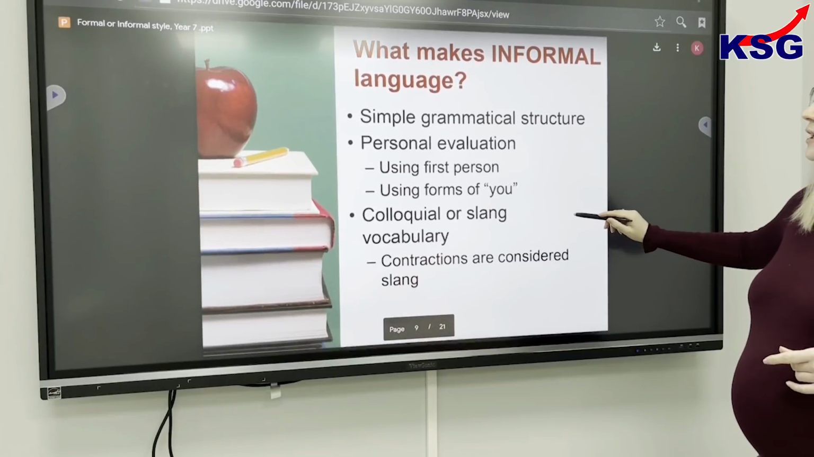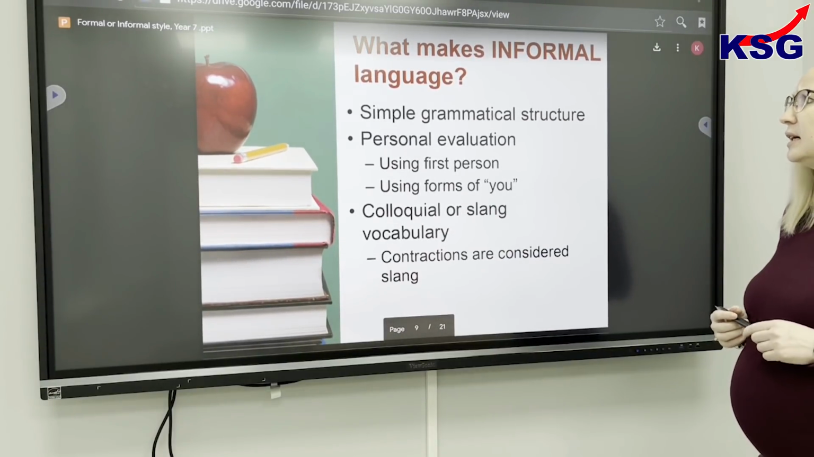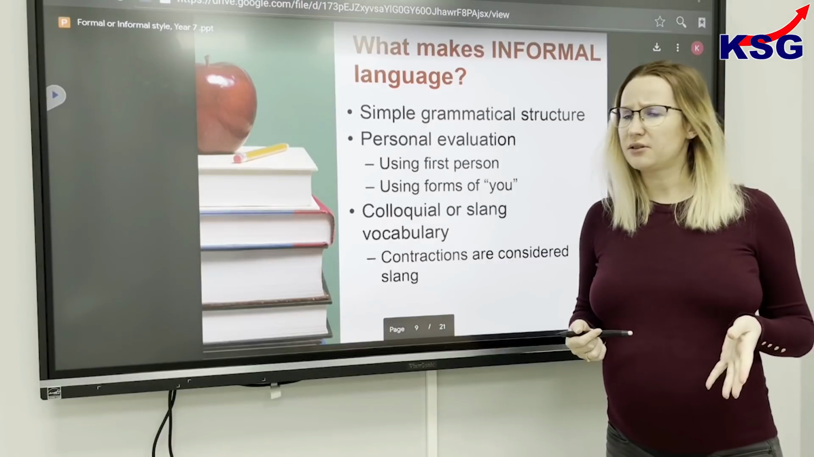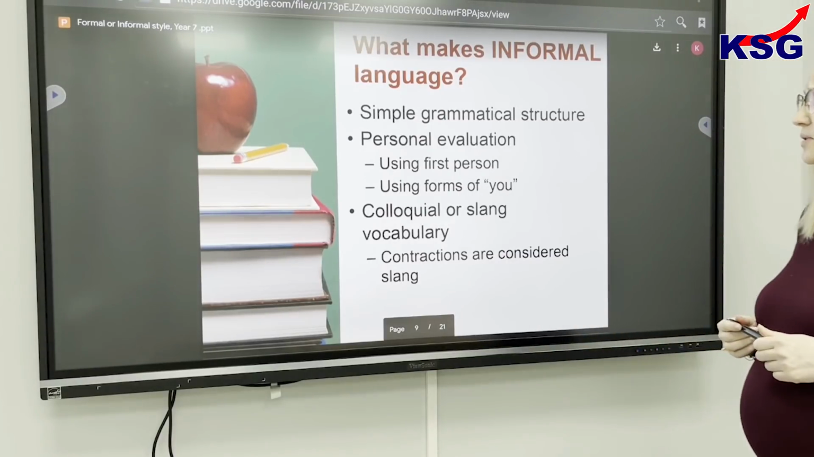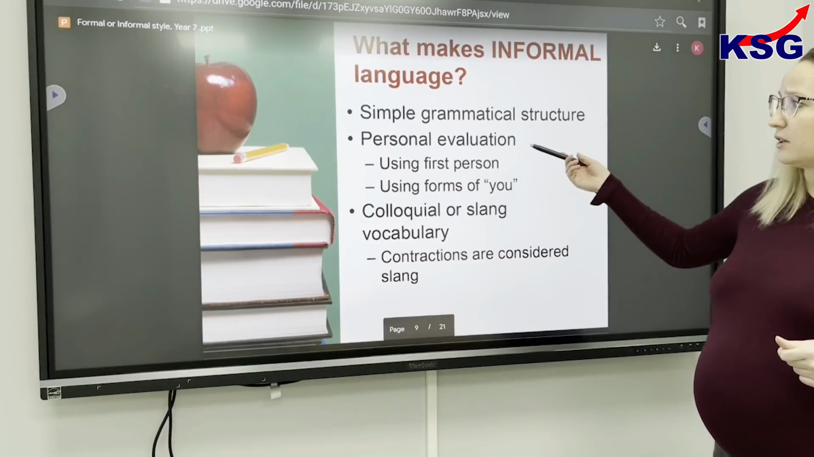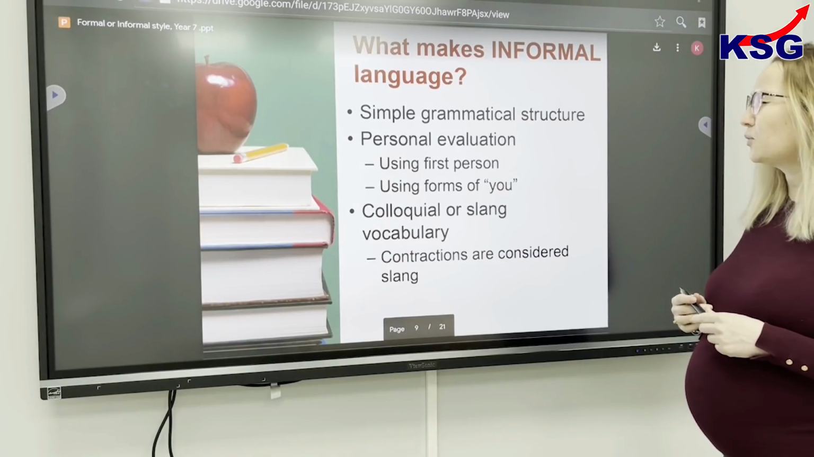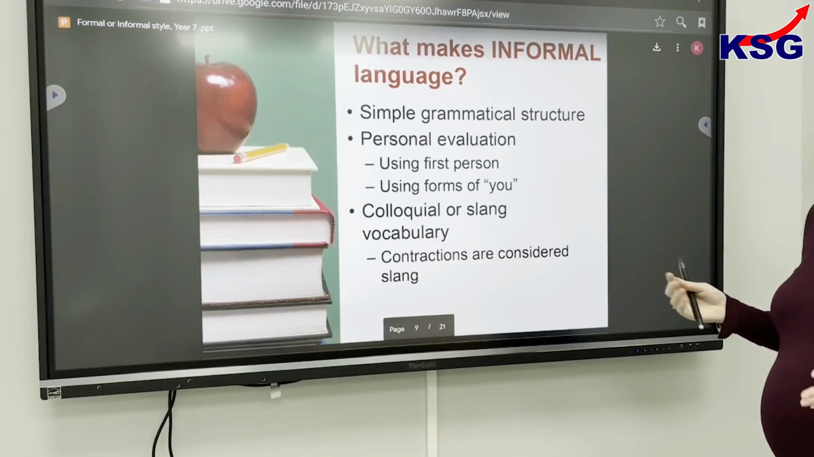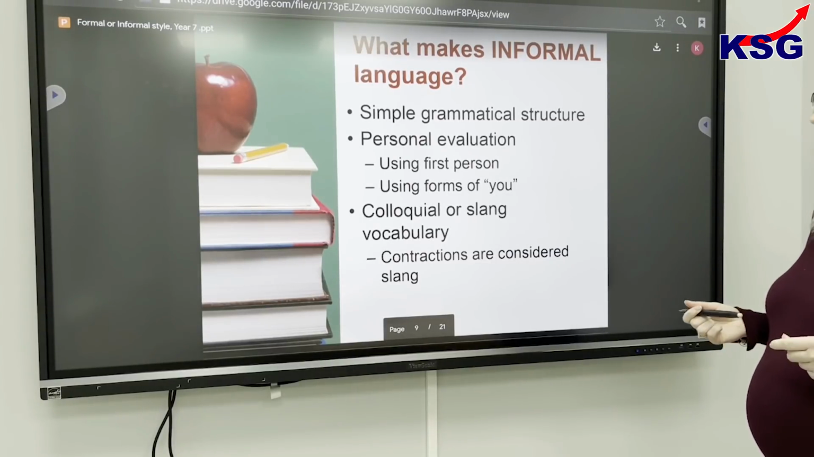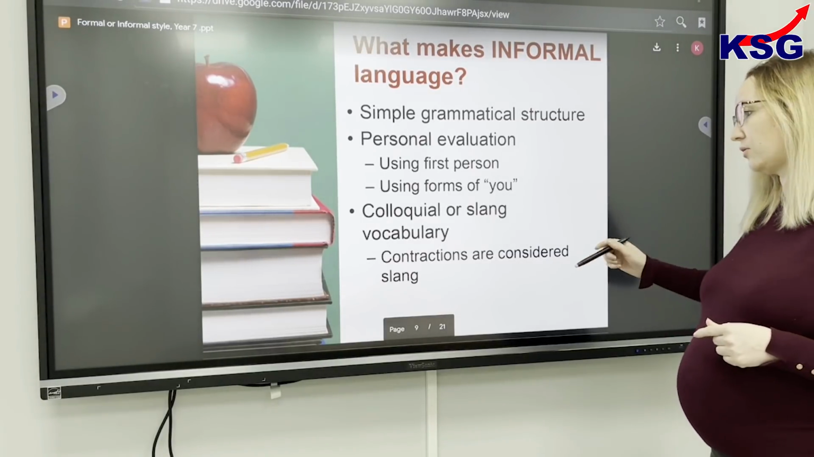What makes informal language? It is simple. It's the simple grammatical structure. Also, it is the personal evaluation. Using the first person, using forms of you, more colloquial or slang vocabulary, and also you can use contractions.